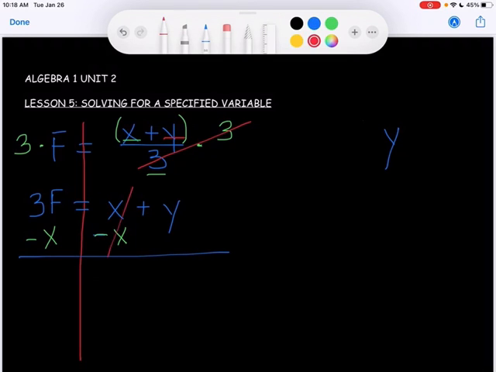So that these cancel, and I get 3F minus X. They're not like terms, I can't combine them, and we get Y, which is what we wanted in the first place. We want Y by itself. So Y equals 3F minus X, and you are finished.